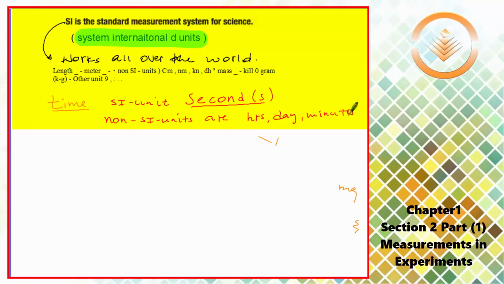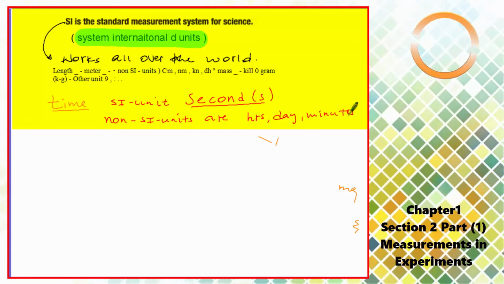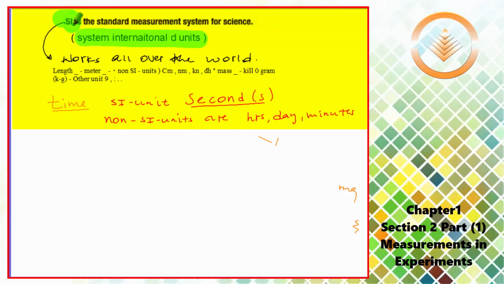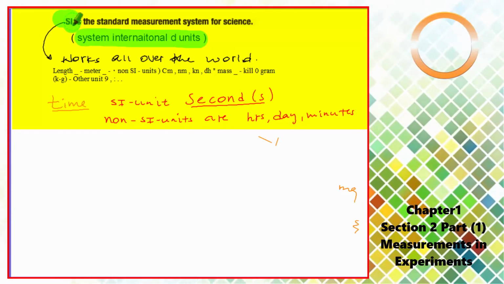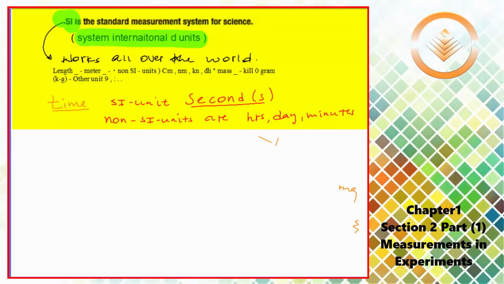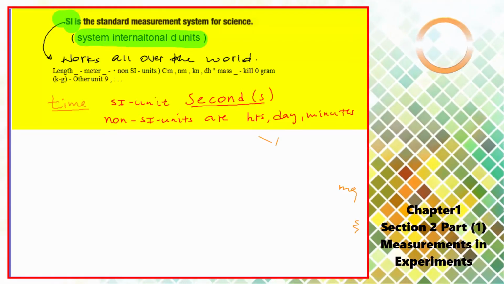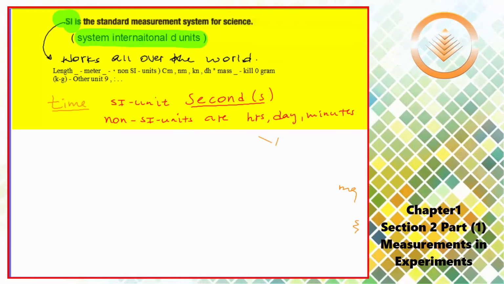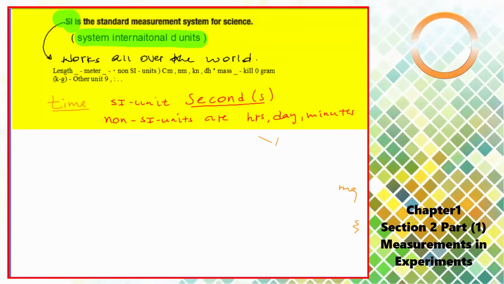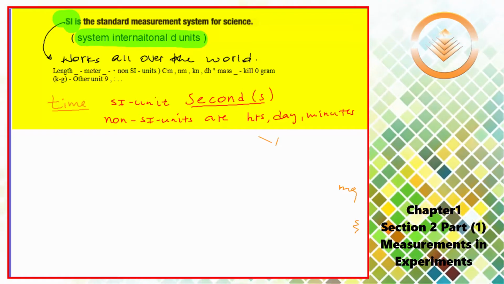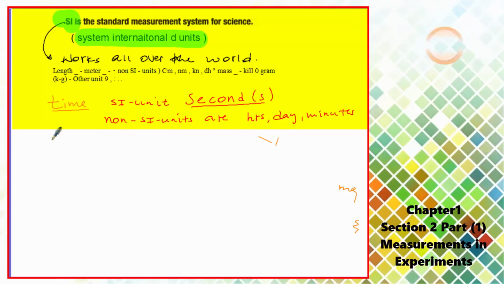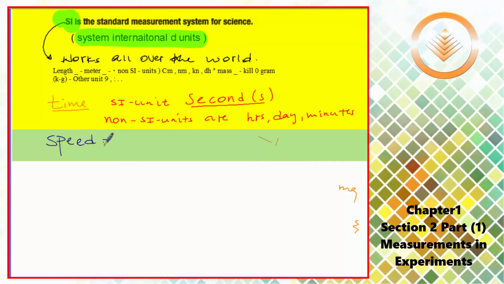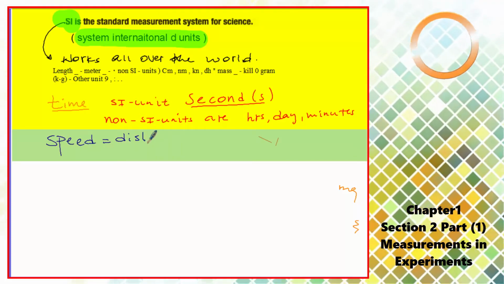So SI is a system of units that has acceptance all over the world. Scientists all over the world agreed to use the SI system of units, that is Système International d'Unités. Each physical quantity has its own SI unit. For example, we can also take speed. Speed is the ratio of distance to time.